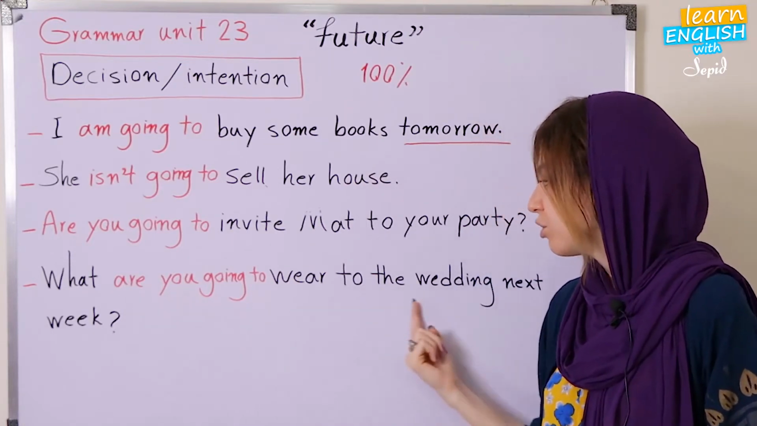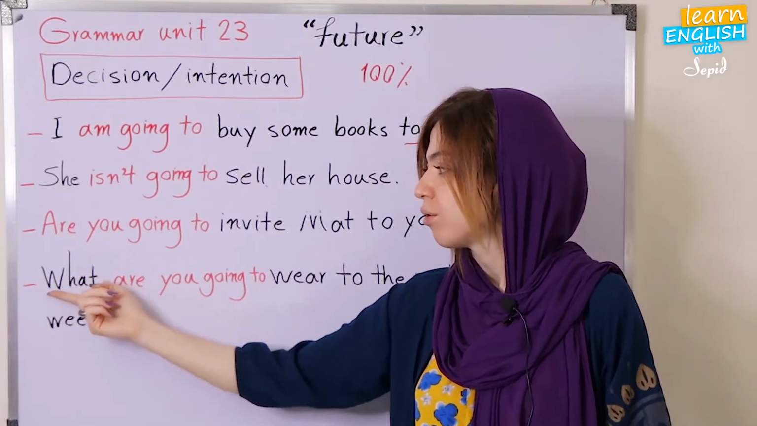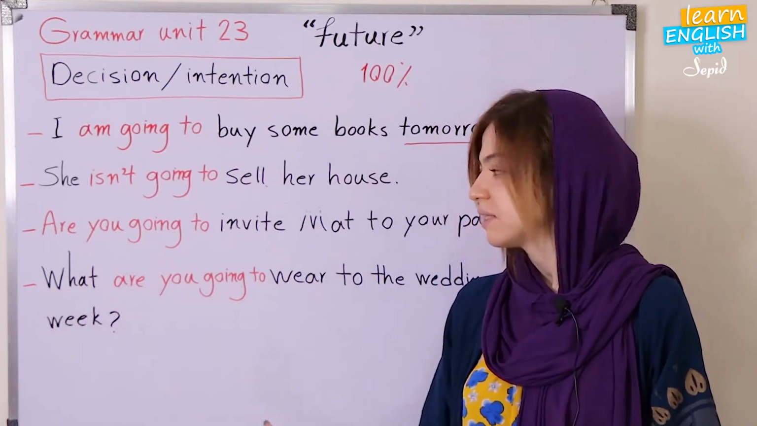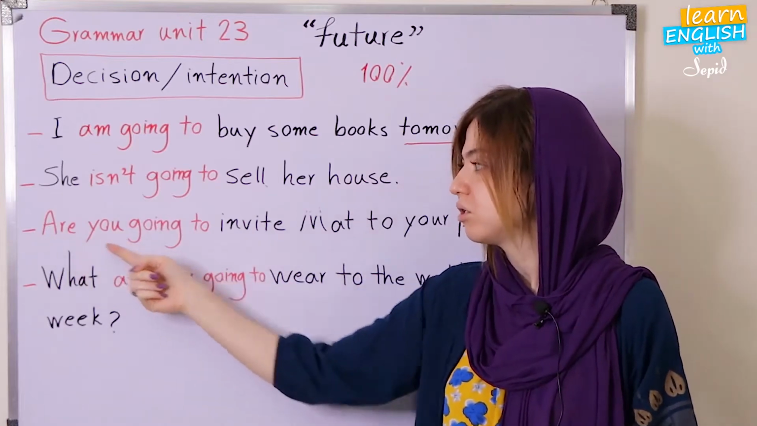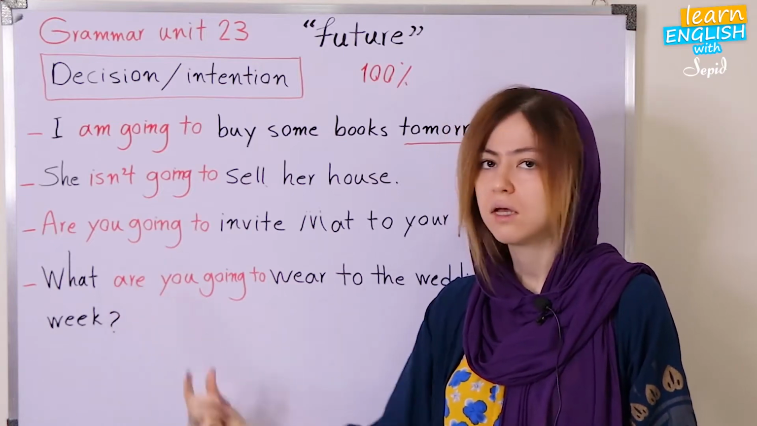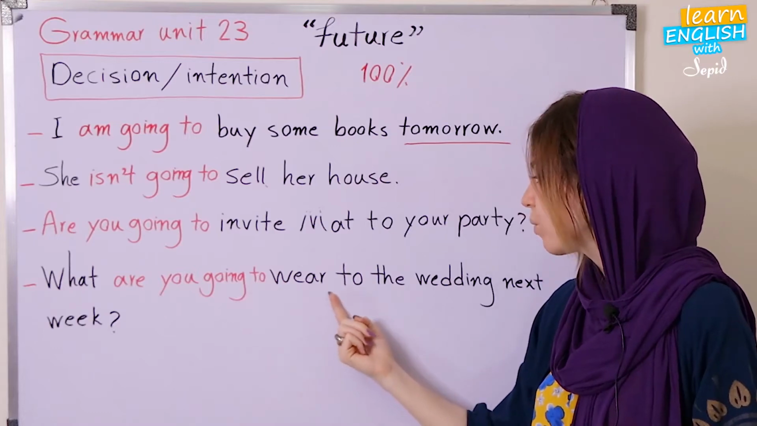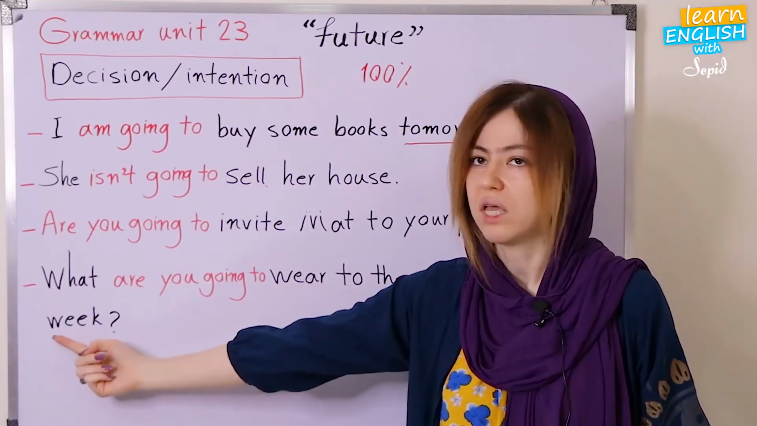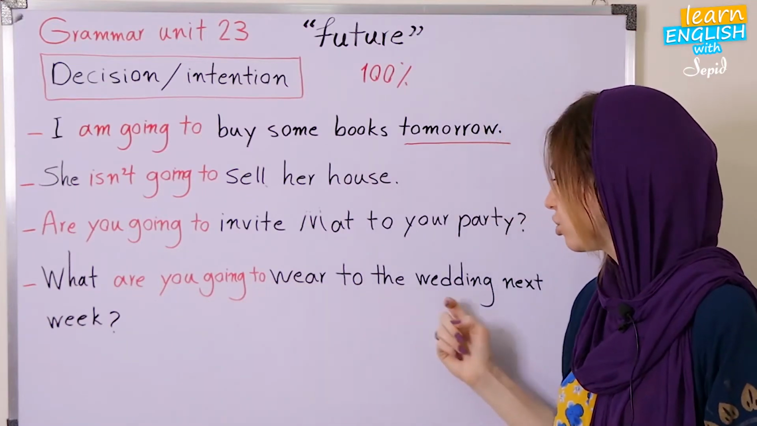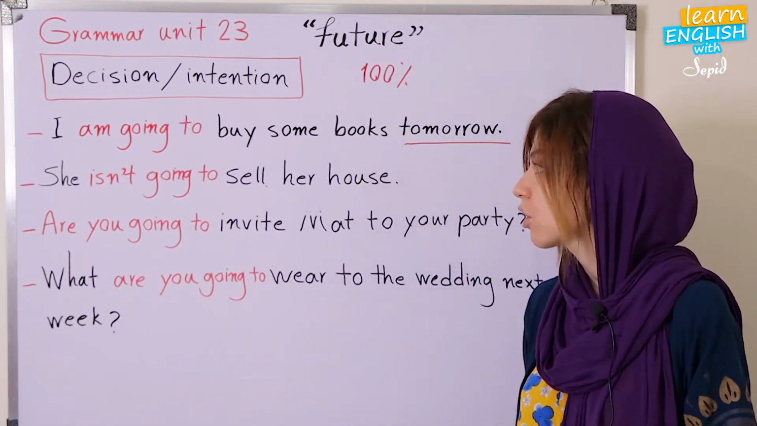So, let's go. Here, we have the WH form. WH form question. So for WH form, we have the WH word here. Here, this is what. And the same formula as the yes-no question. We need to change the places of you and our to-be verb. Let's go. What are you going to wear to the wedding next week? So, what are you gonna wear to the wedding next week? That's the case.